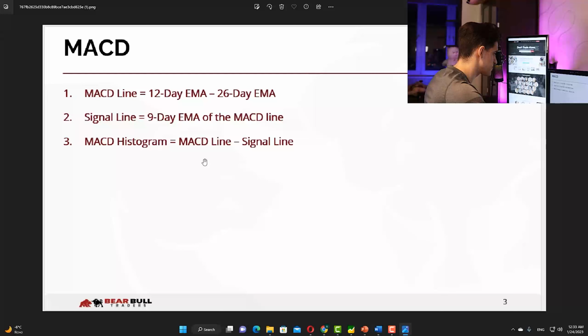So what does the MACD consist of? The MACD consists of the MACD line, signal line, and MACD histogram. The MACD line is calculated by the 12-day EMA minus the 26-day EMA. The signal line is calculated by the 9-day EMA of the MACD line. And the MACD histogram is calculated by the simple formula MACD line minus the signal line. I'll explain this all in the chart, which will make it sound way more simple and you'll understand it there.